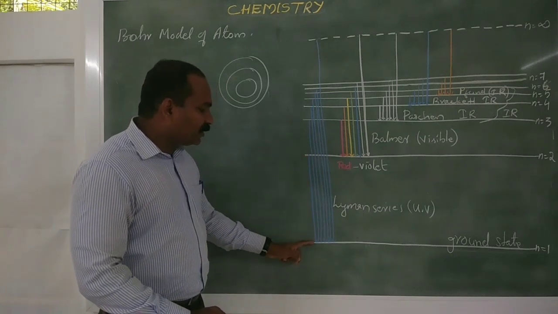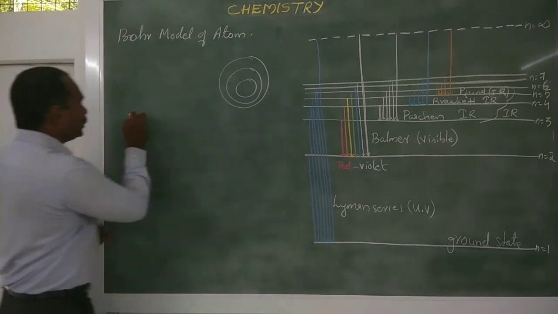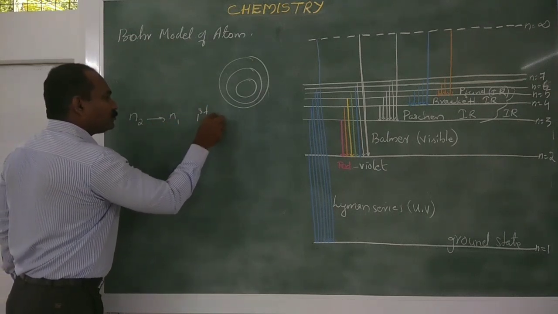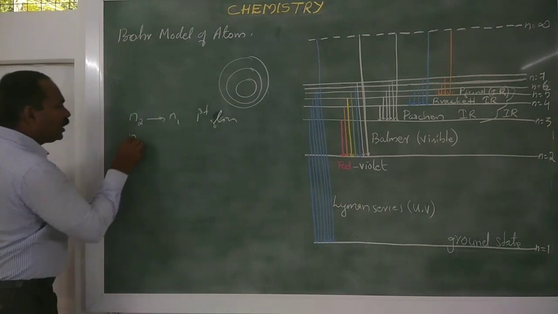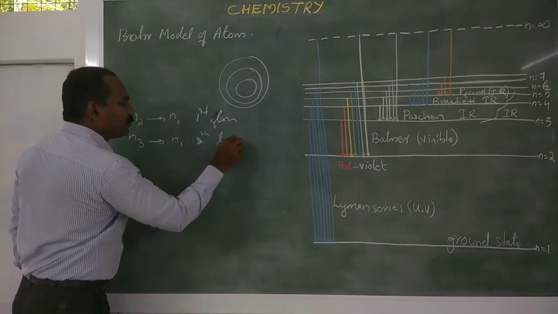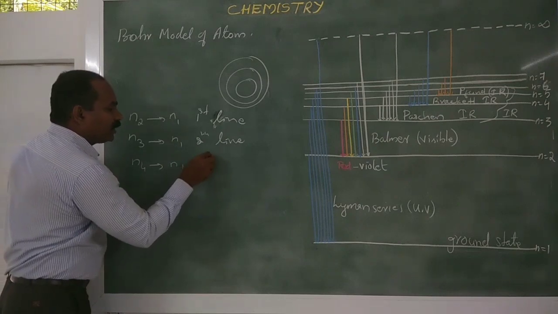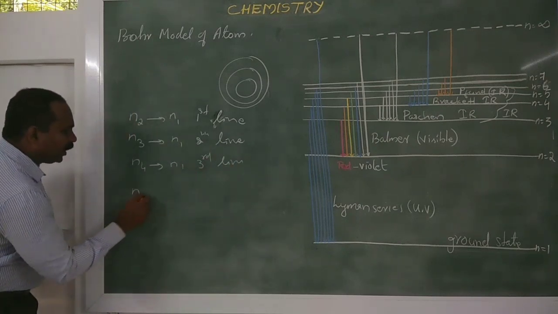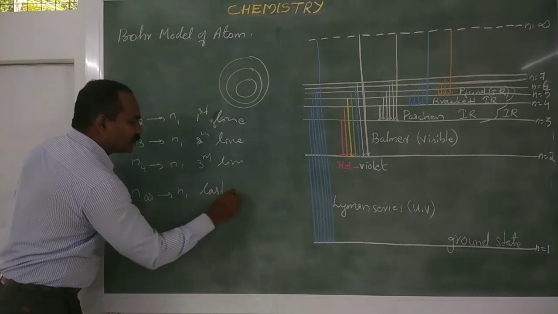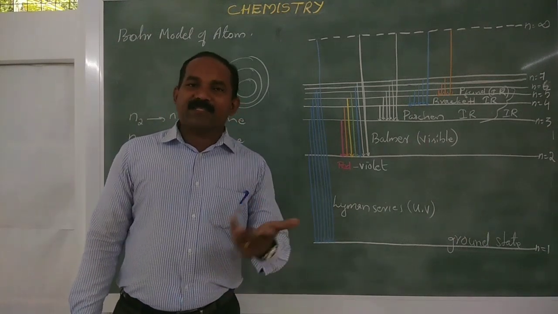This is the first line in the Lyman series. n2 to n1 is the first line. n3 to n1 is the second line. n4 to n1 is the third line. And n infinity, or infinity level, to 1 is the last line. Okay, it is very important in competitive examinations, also in application level questions.